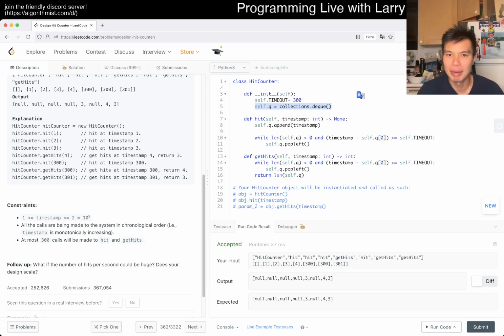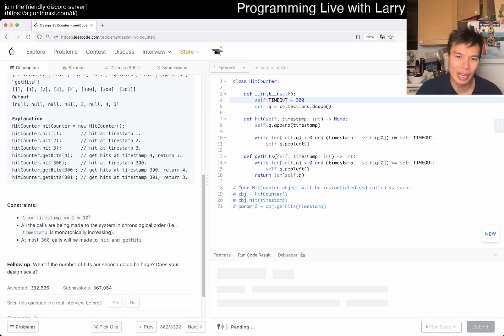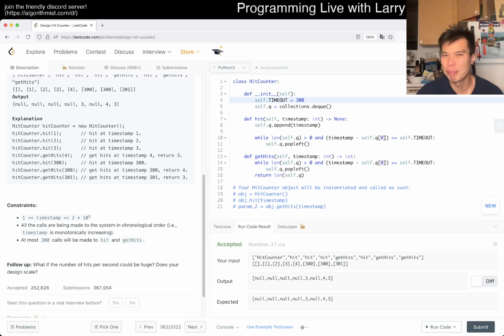If you have 1 million per second, that's a really high QPS. But even if you have, say, 1,000, it adds up, right? 1,000 times 300 for the timeout, you're doing a lot of things. Maybe even more, I don't know. But the idea here is just to bucket them, right?